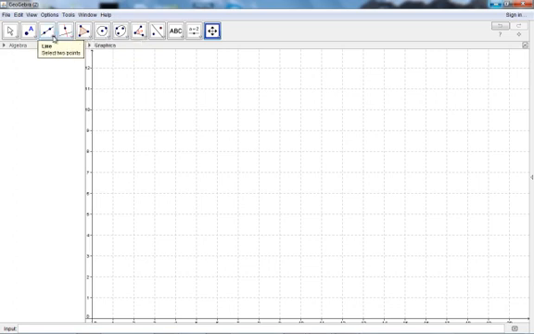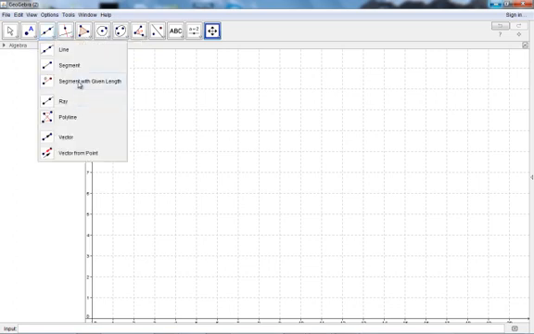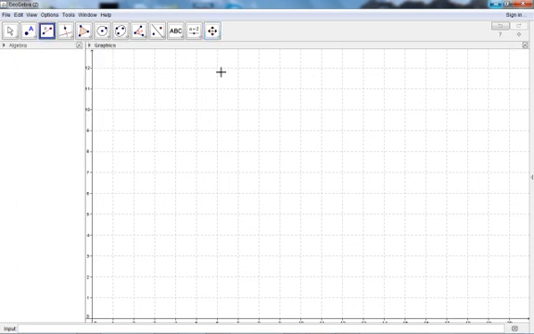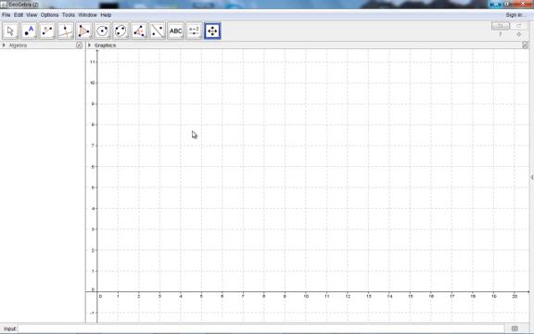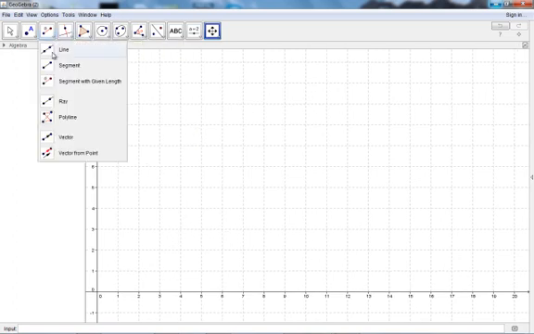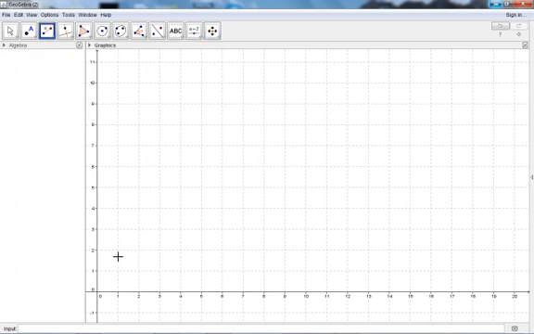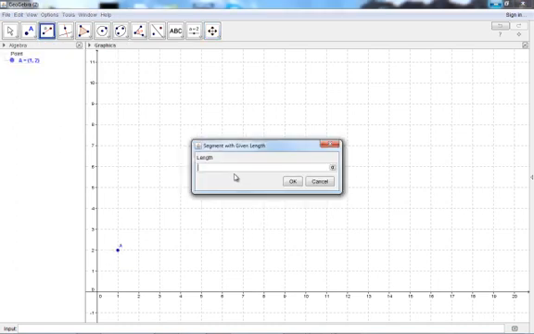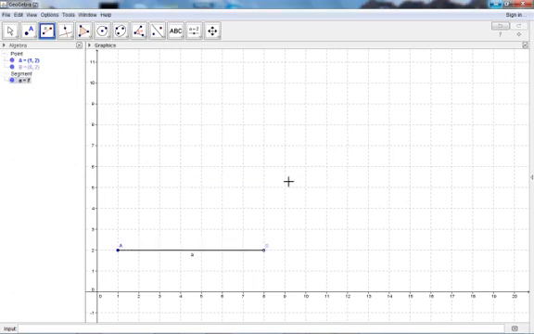So what you do is you go to your line segment, and you're going to choose segment with a given length. Now, on the very bottom, you could actually figure out where 7 is by just adding, but we'll go ahead and do it this way. So this is going to go to segment with a given length. We'll go ahead and start right there. Then you just type in your segment length, which is 7, and it automatically does it for you, okay?